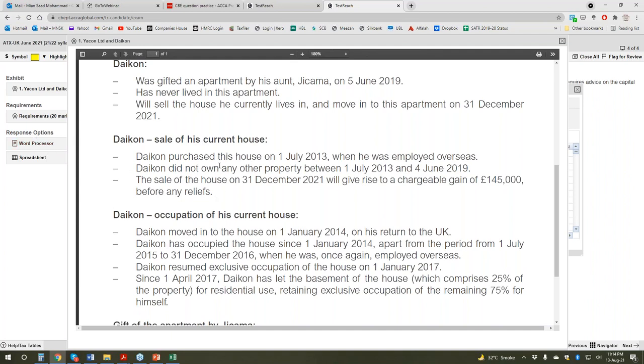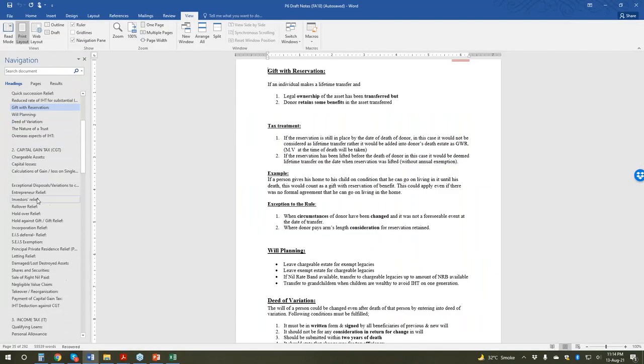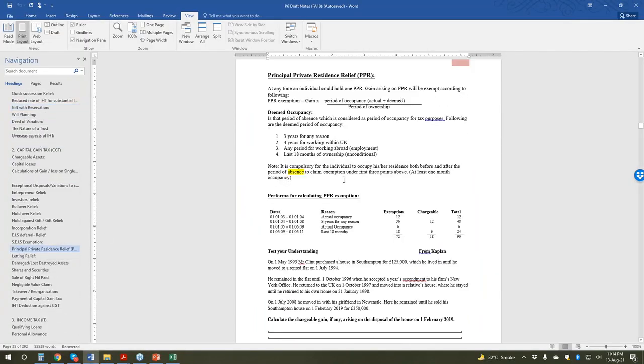So the exemptions that are available for PPR are 3 years for any reason, 4 years for working within the UK, and any period for working abroad. The last 9 months are unconditional now. They used to be the last 18 months, but now they are the last 9 months.